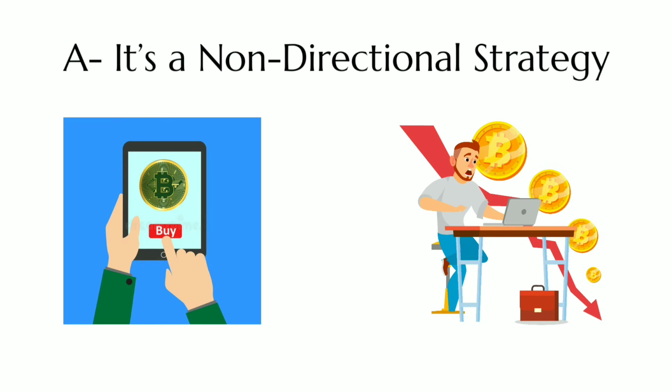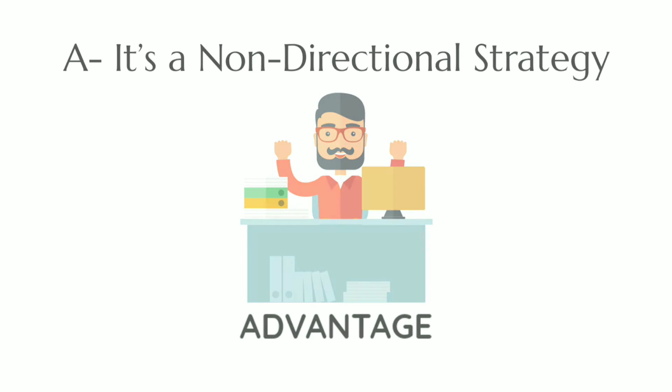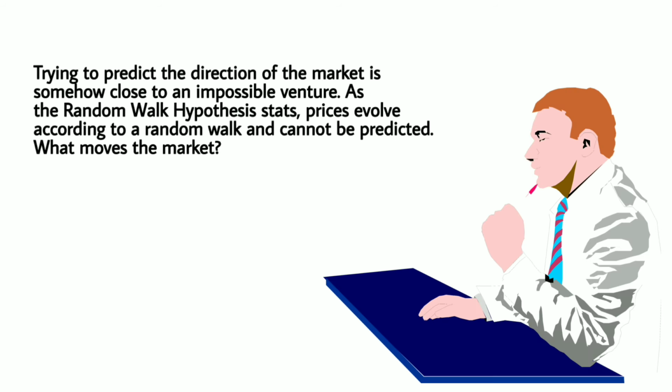A. It's a non-directional strategy. This happens to all of us. Whenever we buy an asset it dumps, whenever we sell it pumps. As traders we are all driven by emotions. Fear and greed haunt us. We never tend to take advantage of opportunities that price action always gives.